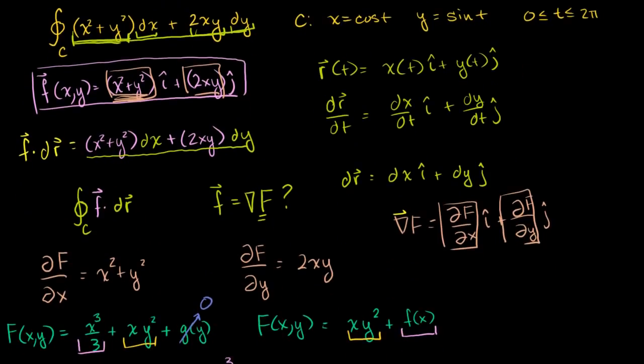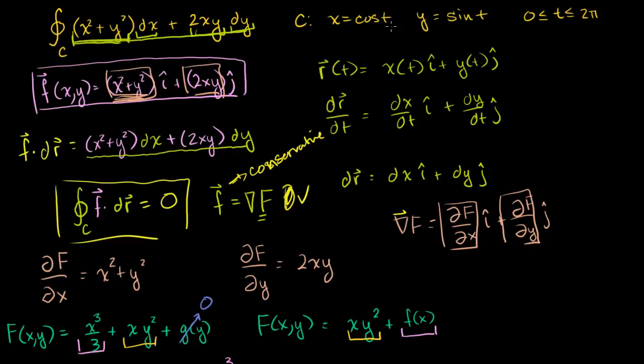So we've established that f is definitely the gradient of some potential scalar function. So f is conservative, and that tells us that this closed loop line integral of f is going to be equal to 0. We are done. We could even ignore the actual parameterization of the path.